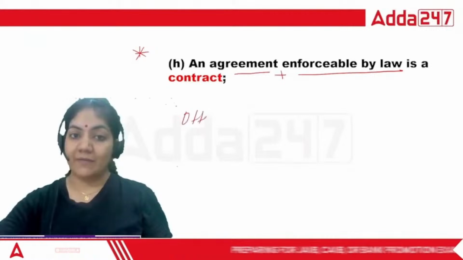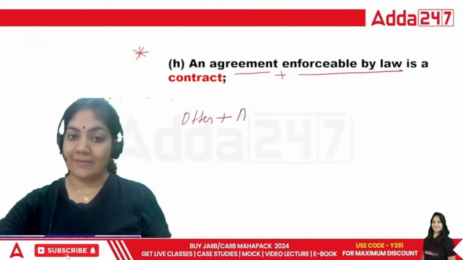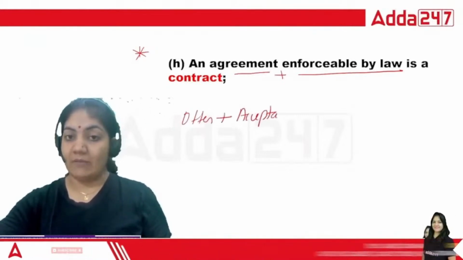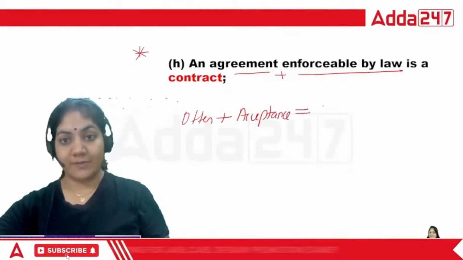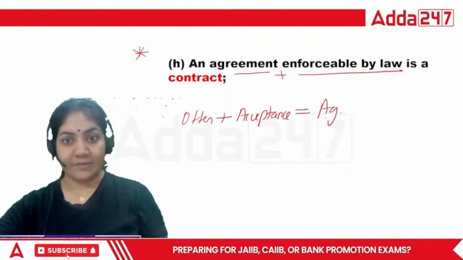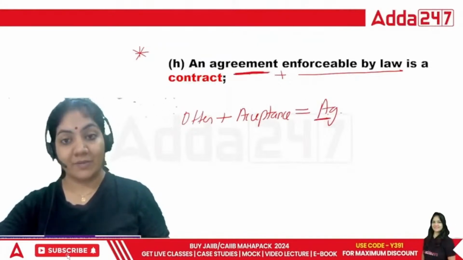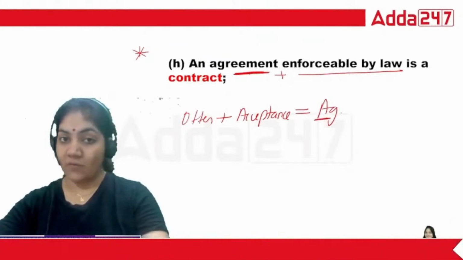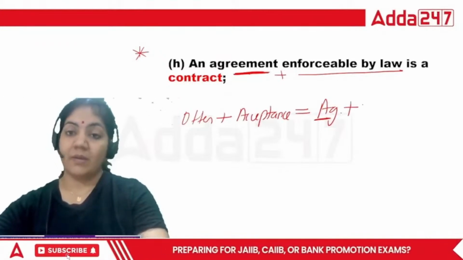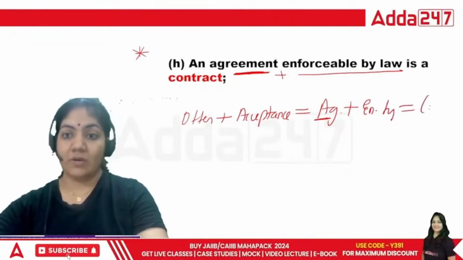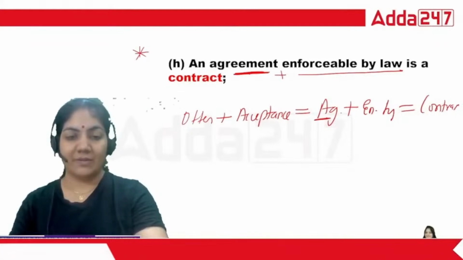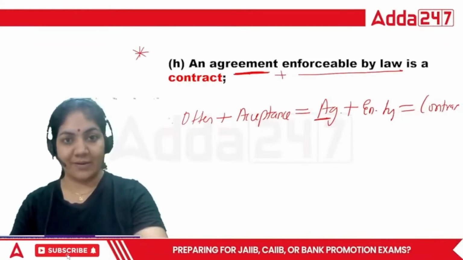So what I have told you, offer plus acceptance. Now I will not write the term promise, that is equal to agreement. So understand, agreement is offer plus acceptance. When enforceable by law, it is equal to contract. So this is the best example to understand the definition of the term contract.